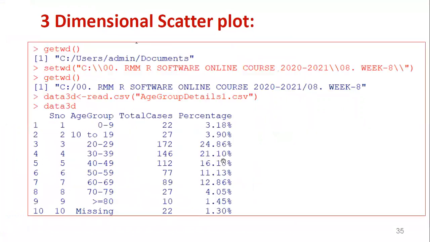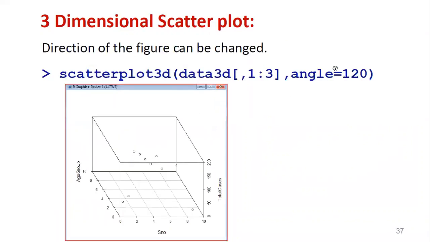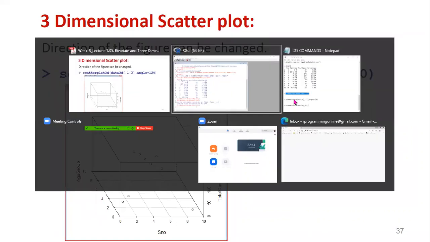Yeah, this is the setting of the path. This is the retrieving of CSV data into data3D. Then 1, 2, 3 is the default: serial number, age group, total cases. Then we have another option, using angle to rotate 120 degrees towards the clockwise direction, or 180. This provision is also there in scatter plot 3D. The direction of the figure can be changed. So we will try this one.